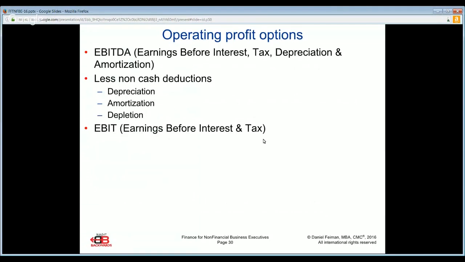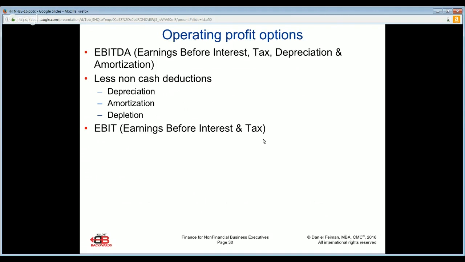We'll dig a little bit deeper here into our operating profit options. If you remember, we just looked at EBITDA, earnings before interest, tax, depreciation, and amortization. And we said to get from there to our EBIT, we needed to subtract non-cash deductions, or what is sometimes referred to as NCDs. Non-cash deductions can be in the form of depreciation, amortization, or depletion. And we'll dive into these in a little more detail in just a moment.